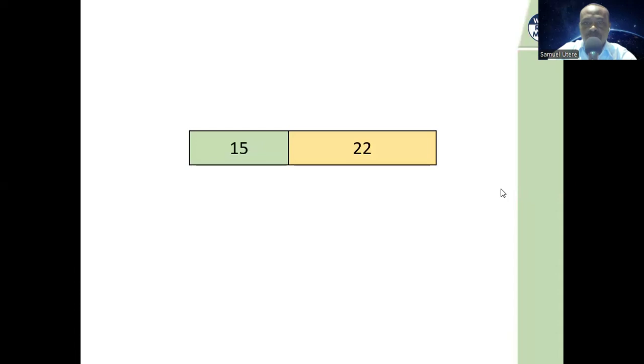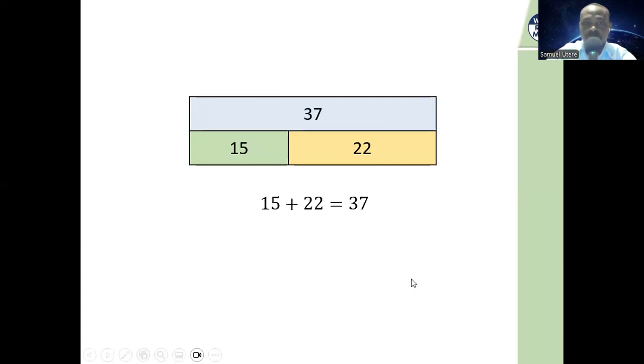If I show you this, returning to what we did in our starter or retrieval practice, what facts can you find using this bar model? So we're talking about fact families. Fact families refers to the different calculations that you can get from a bar model. When you see one, you think about it and you say, okay, I can spot a few calculations from the bar model. So the first one we can see is 15 add 22 is equal to 37.